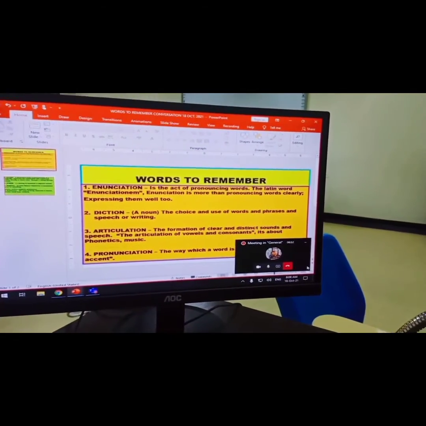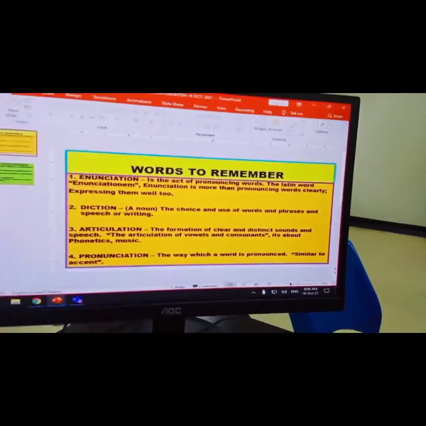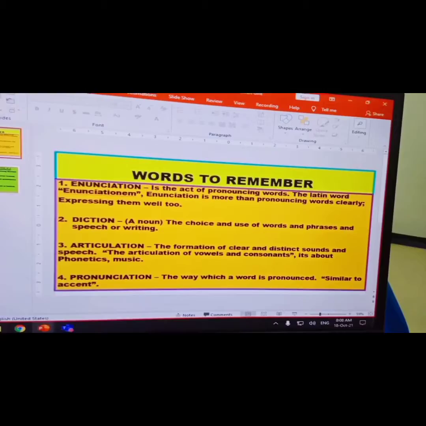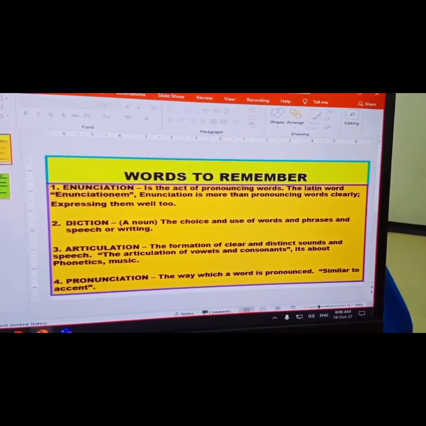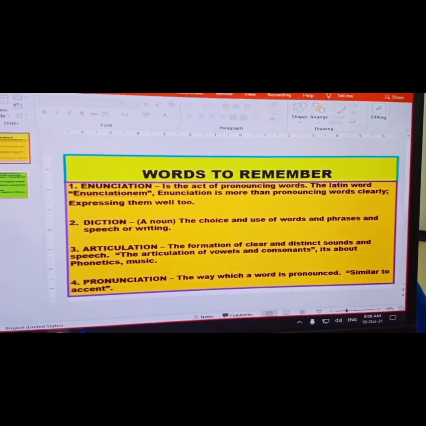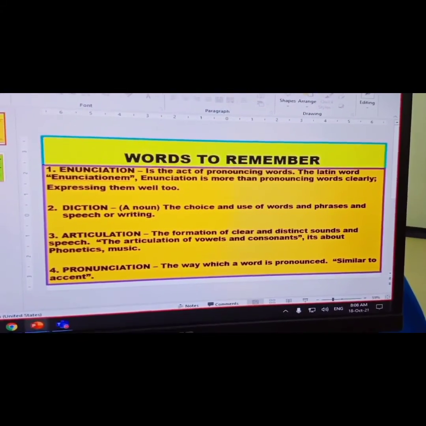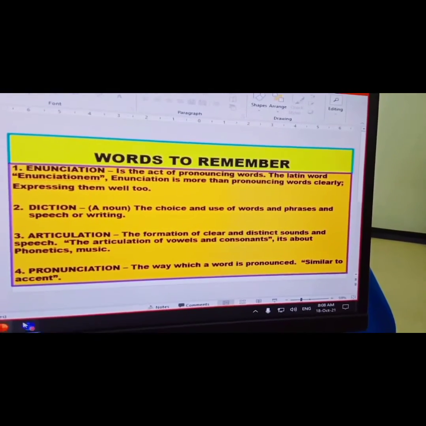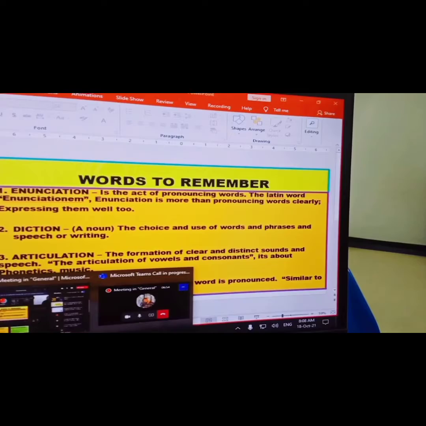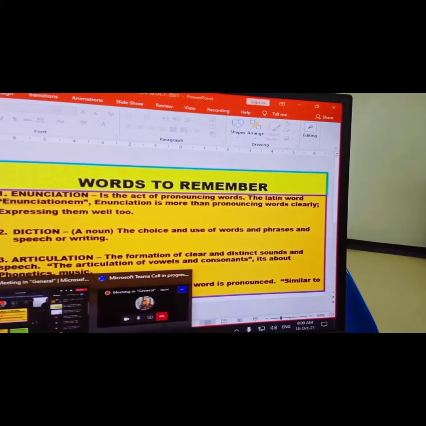So in speaking, it's not only that we need to pronounce the words, but we need to observe many things when we speak. Enunciation is the act of pronouncing words. You know already how to pronounce the words. The Latin word, you know what is a Latin word? That is considered as a dead language nowadays.